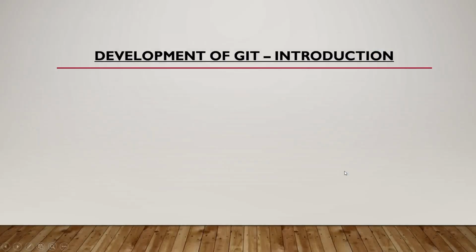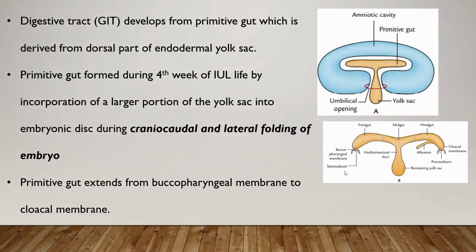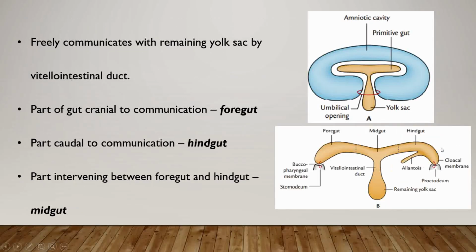Now coming to the development of the GIT. As we know, the digestive tract or gastrointestinal tract develops from the primitive gut. You can see here the primitive gut, which is divided into foregut, midgut and hindgut. The primitive gut is formed during the 4th week of intrauterine life by incorporation of a larger portion of the yolk sac into the embryonic disc during craniocaudal and lateral folding of the embryo. The primitive gut extends from the buccopharyngeal membrane to the cloacal membrane. So you can see here from the buccopharyngeal membrane to the cloacal membrane.